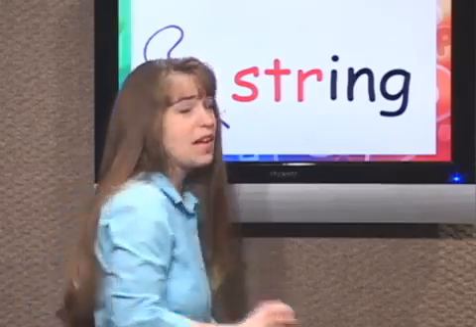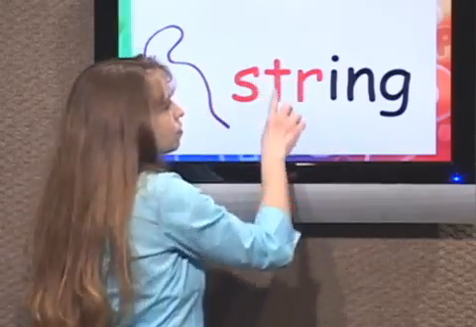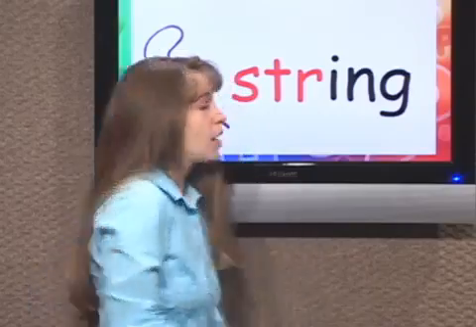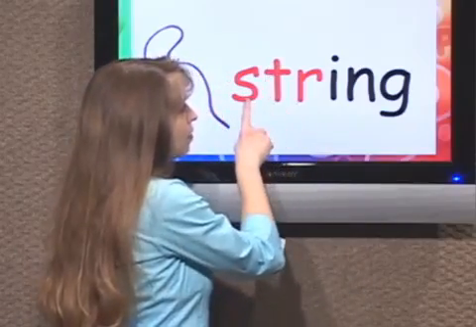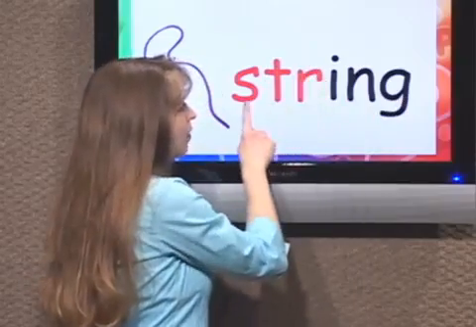String. Let's try writing those three letters, and let's say the sound at the beginning of string. Ready? Str. It's kind of funny, that R you don't hear very well, do you? And it's really easy when you're writing a word that has three-letter blends to forget one of the letters. If I skipped this T, then I would have sring. That's not right. If I skipped the R, I'd have sting. Ouch! That's not right either. Make sure you get all three letters in your blend.